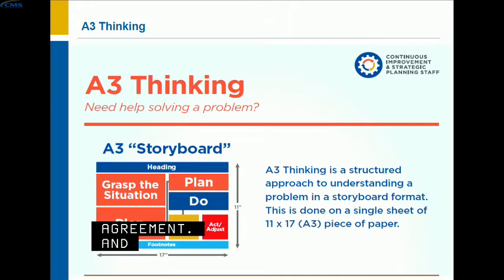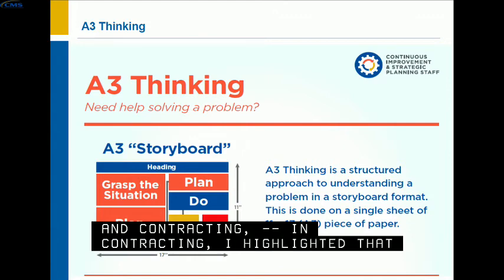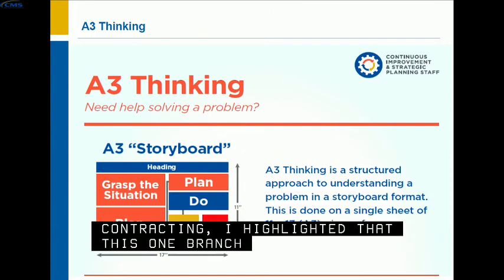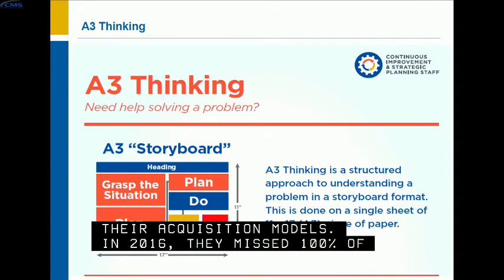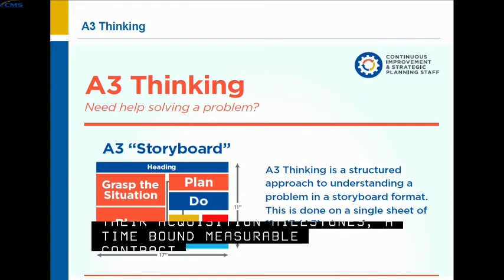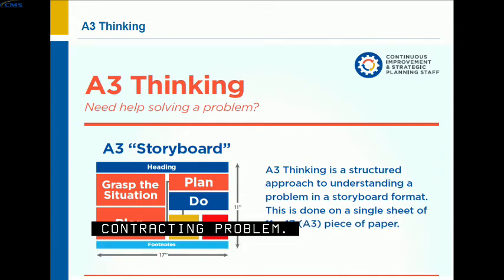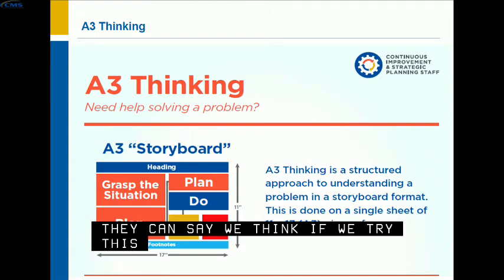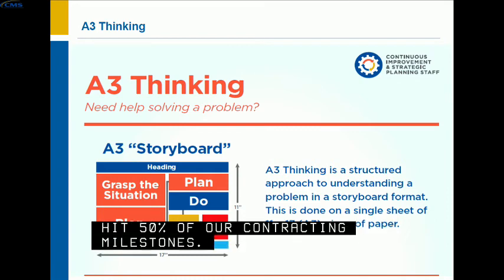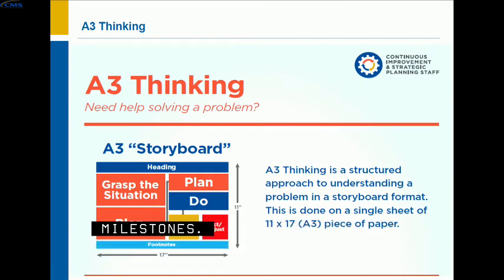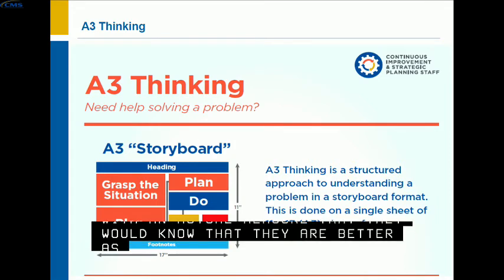So, for example, in contracting, I think I highlighted that this one part of CMS said they had missed, in 2016, 100% of their acquisition milestones. That is a time-bound, measurable contracting problem that they can say, we think if we try this thing, we'll be able to hit 50% of our contracting milestones. And that gives them an experiment with an actual measure that they would know that they're better, as opposed to saying, we hate how it works now, let's just try something else. And they don't really know if it's better, they just have opinions.